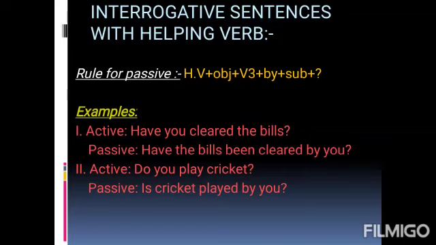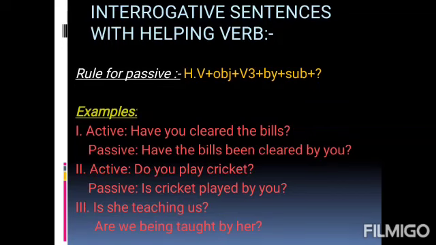Of course, here we have to identify the tense and we have to follow the same tense rule. For example, do you play cricket? This is simple present tense, so we have to follow the rule of simple present tense. That means is or are or am plus third form of verb. Third example: is she teaching us? Present continuous interrogative. So the passive of this will be: are we being taught by her?